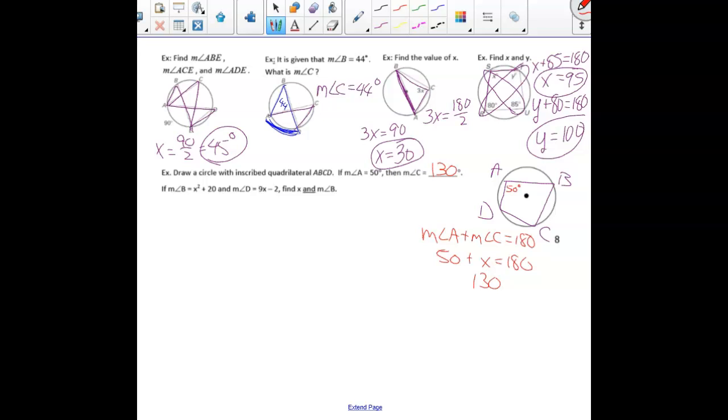If the measurement of angle B is x squared plus 20, and D is 9x minus 2, find x and the measurement of angle B. To do that, we're going to go x squared plus 20 plus 9x minus 2 equals 180. All right, simplifying, we get x squared plus 9x plus 18 equals 180. We have to set it equal to 0 to be able to solve.